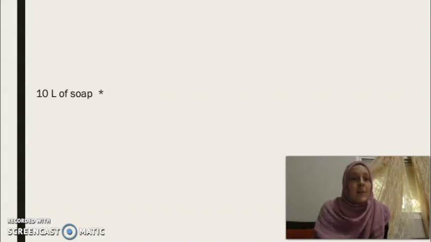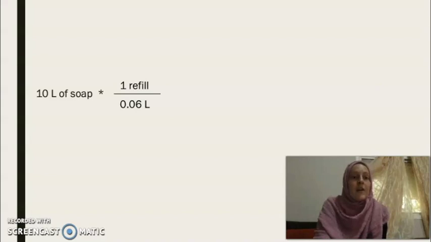All right, our last part is we need to then go from our 10 liters of soap that we have total into how many refills we can do. In order to do this, we're going to take our 10 liters of soap and multiply it by the conversion factor of 1 refill over 0.06 liters. Now, the reason that we have it structured 1 refill over 0.06 liters is, remember that you always want your units to cancel out. So if we start with liters on top, we need to cancel out the liters by putting them on the bottom.